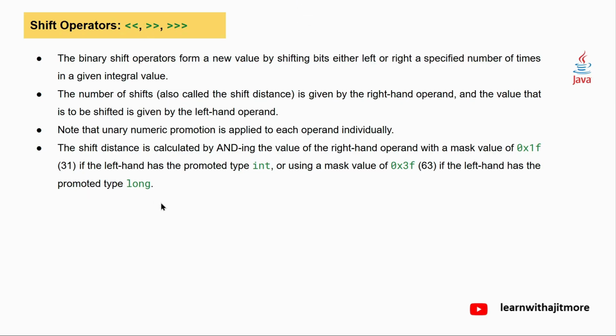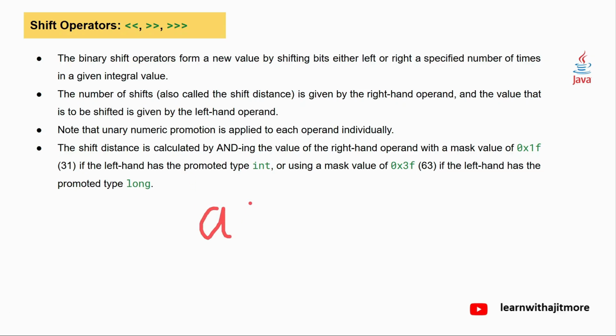And how do we calculate the shift distance? That I told you. The right-hand operand, whatever it is, is ANDed. ANDing is also called masking. So it is ANDed with 1F if your first operand is promoted to integer, and it is ANDed with 3F if the first operand is promoted to long. Very simple rule it is.